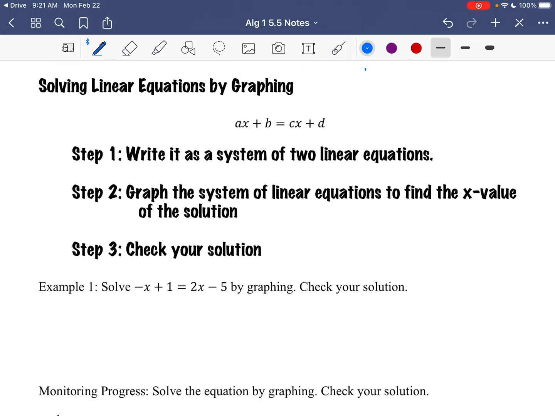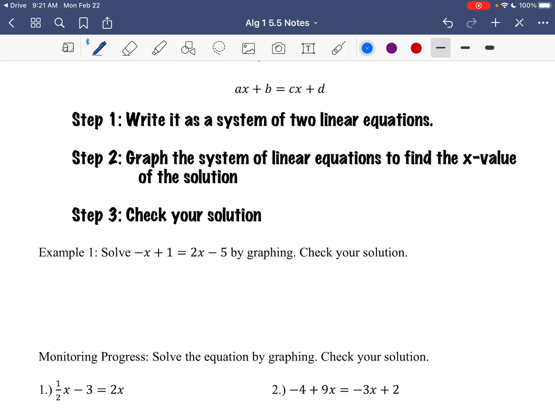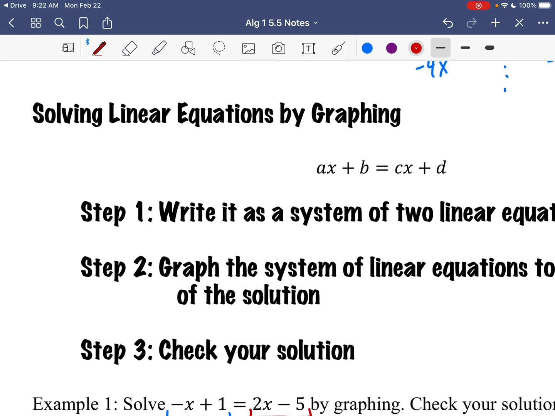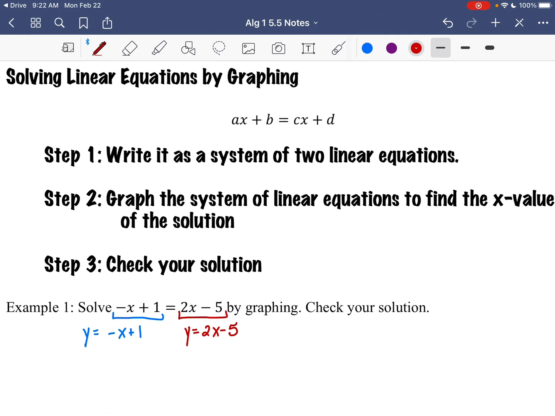What we mean by this is, here in this first example, I have negative x plus 1 equals 2x minus 5. I'm going to treat this as two separate equations. I'm going to treat it as this equation, y equals negative x plus 1. There's the blue. And then the other side, y equals 2x minus 5. So I'm going to treat them as two separate equations. That is my step one.